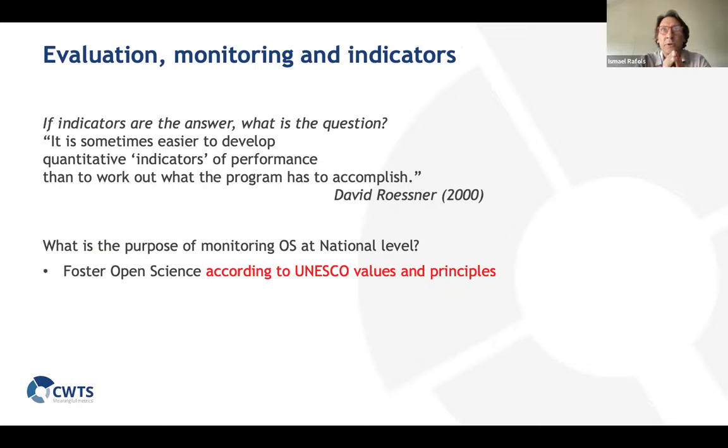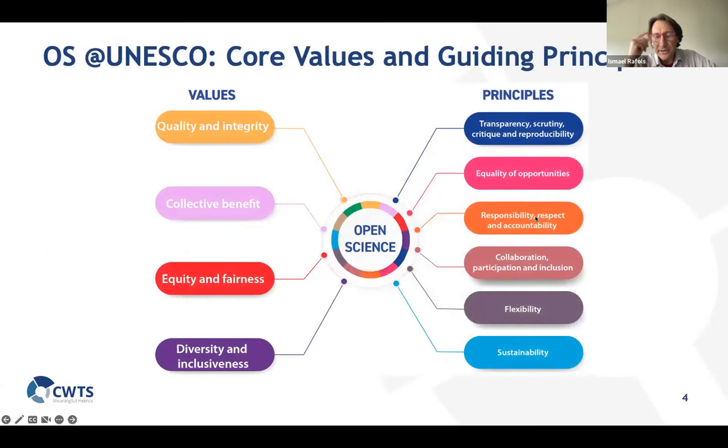We're trying to foster open science according to the UNESCO values and principles. And in the case of the UNESCO Open Science Recommendation, we have to first of all remember that the values go beyond the technical issue, the more scientific issues. So on the one hand, there is quality and integrity, but the core values of open science, according to the UNESCO recommendation, are about science for a collective benefit, about a science that is equitable and fair, and that it's diverse and inclusive.